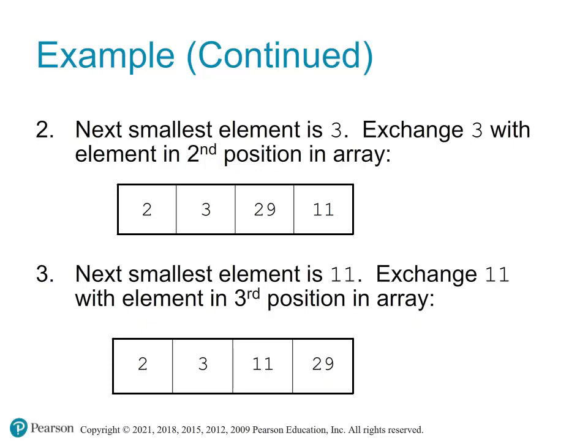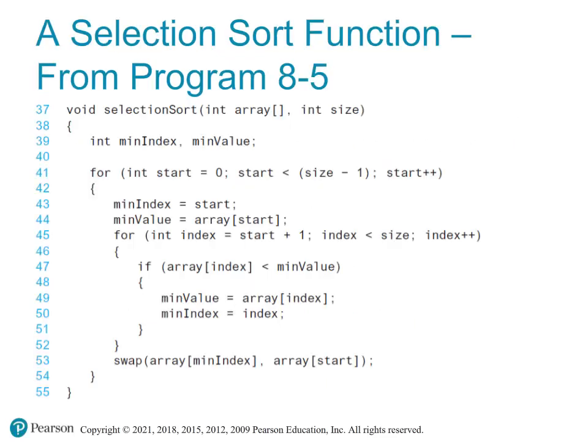Notice how each pass places the next smallest element in its final sorted position. This means that the array gets sorted with relatively fewer swaps. The selection sort function takes an integer array and its size as arguments. It initiates with a for loop that iterates from the start of the array to the second to last element.